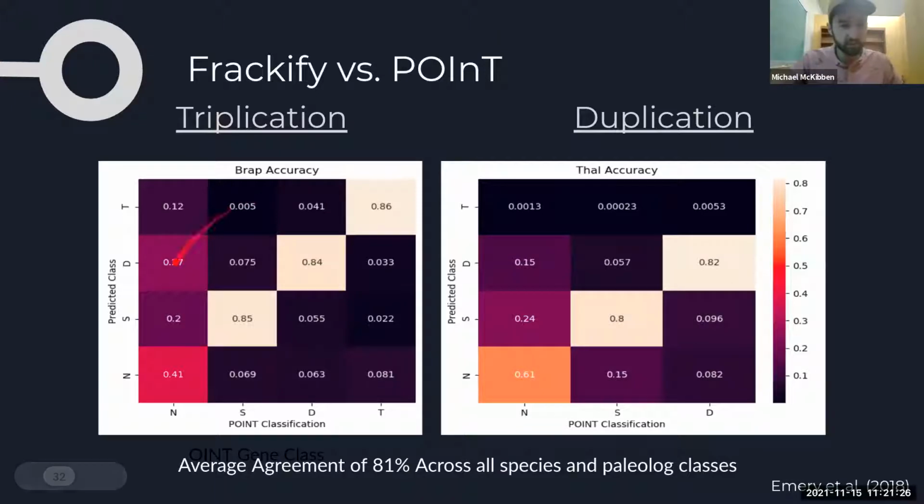But wait, what is going on with these non-Paleologs? Frackify seems to be identifying many more Paleologs than POInT did. What could be going on here? Could these Paleologs be from regions of the genome that POInT did not analyze? Or have I made some improper assumptions when simulating and training Frackify?